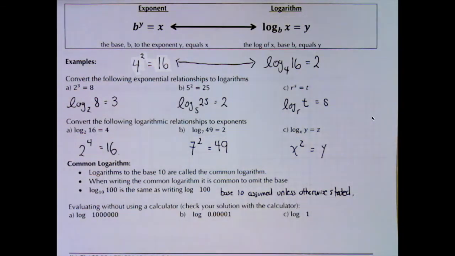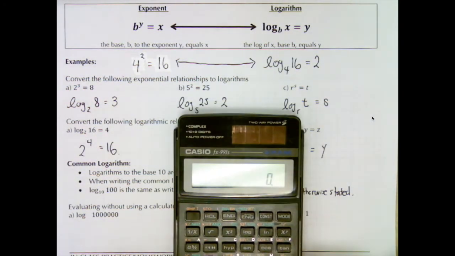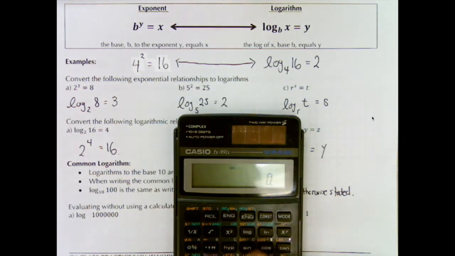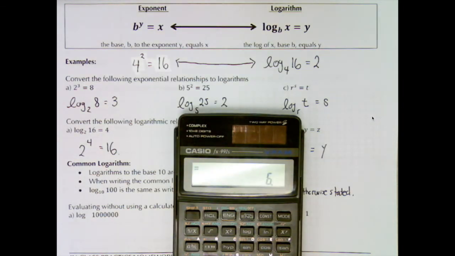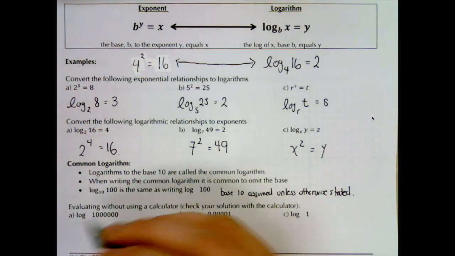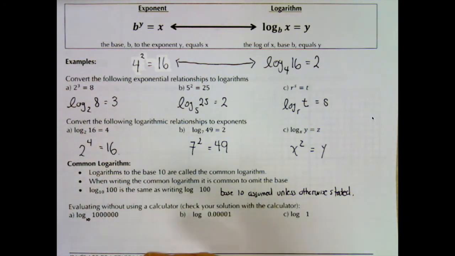So how could we evaluate these? Well, we could just plug them into our calculator, and if we do the first one, that would be the log of, how many zeros are there? 1, 2, 3, 4, 5, 6, so that's log of 1,000,000. If we hit log of 1,000,000, we get 6. Why do we get 6? Well, as a logarithm works, we're looking for the exponent that we would need to raise 10 to get 1,000,000. And in this case, the exponent is 6, because 10 to the exponent 6 is a 1 with 6 zeros.